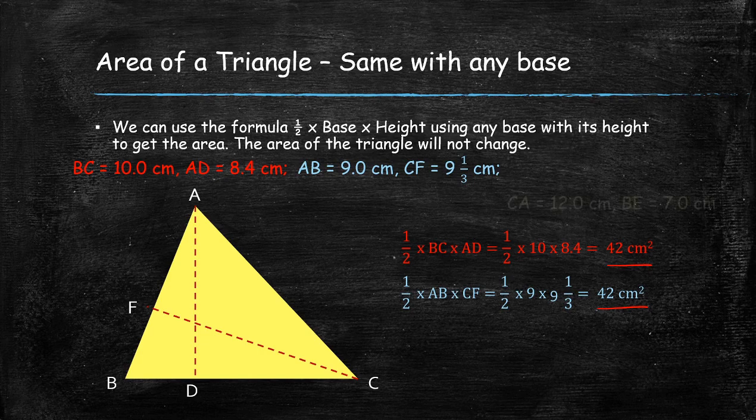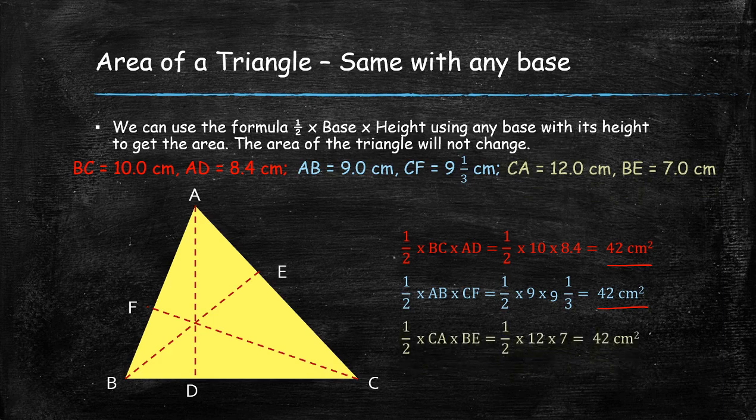Now let's check the third case. CA is equal to 12 centimeter, BE is equal to 7 centimeter. So the area is half into CA into BE equal to half into 12 into 7 equal to 42 centimeter square. So you can see that we use the base as BC, then we use the base as AB, and then we use the base as CA, but we got the same answer, 42 centimeter square. So area of triangle is same with any base you take with its height.